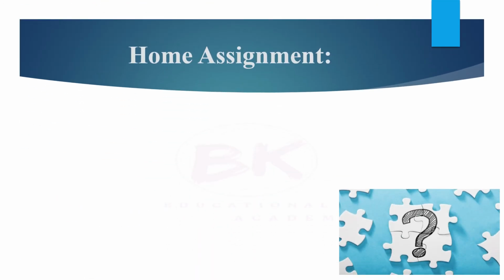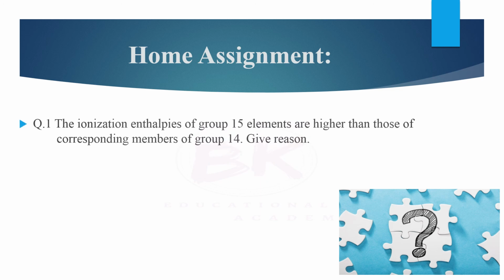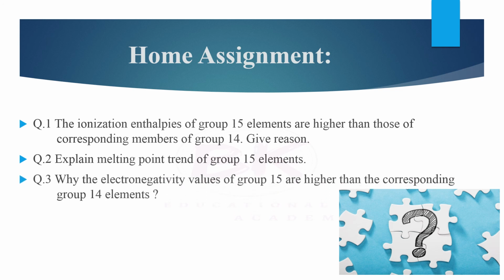So here are some questions. Question first: the ionization enthalpies of group 15 elements are higher than those of corresponding members of group 14. Give reason. Question second: explain the melting point trend of group 15 elements. And the third one is, why are the electronegativity values of group 15 higher than the corresponding group 14 elements. So you have to answer these three questions, and we will meet in our next video with our new properties.